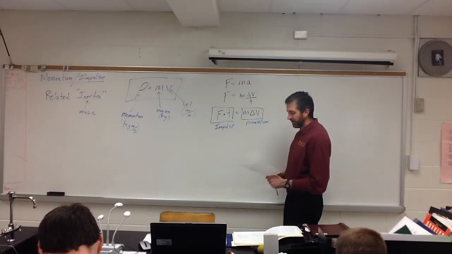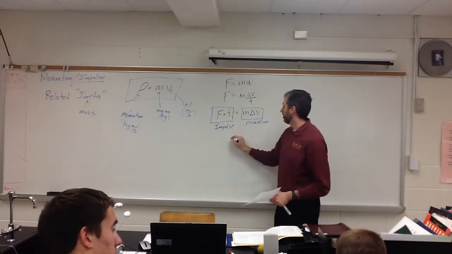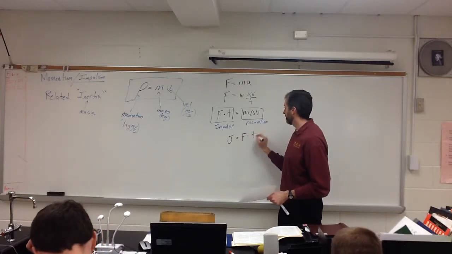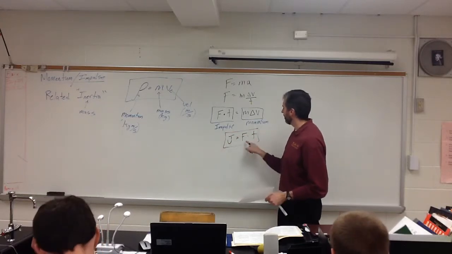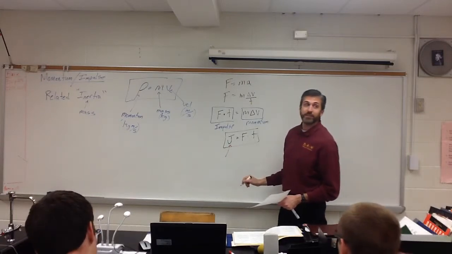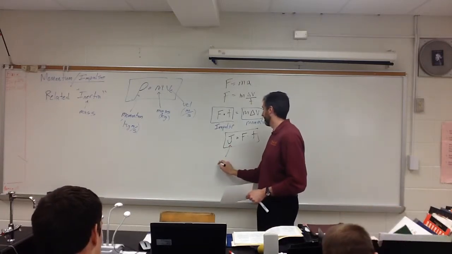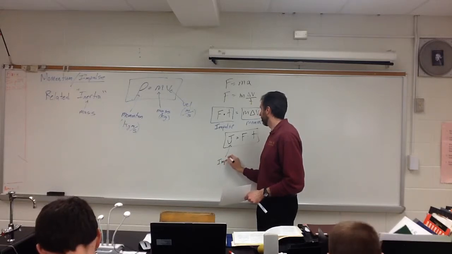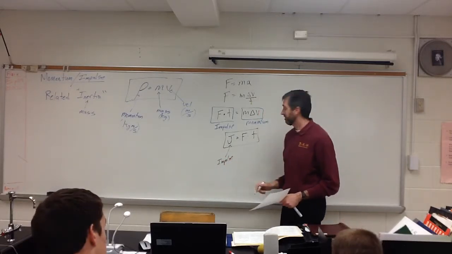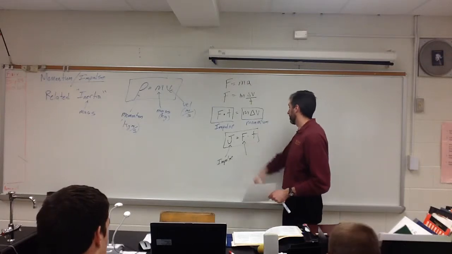Now the actual equation goes like this. Capital J is force times time. This is the way you see it in your reference table. J, believe it or not, means impulse. I know you wish it was an I because it would make more sense, but I is used for something else. It's called current. So, that'll be another lesson.